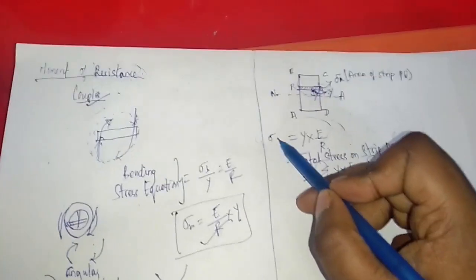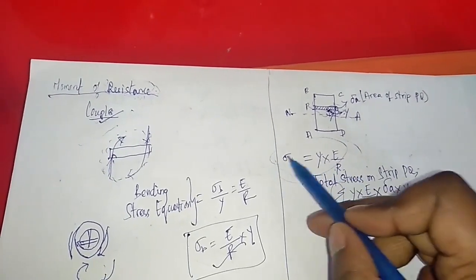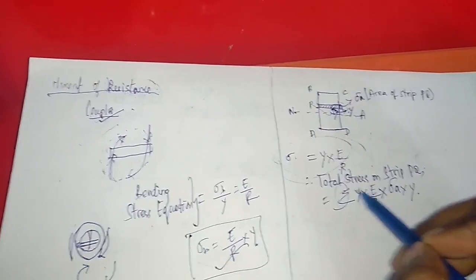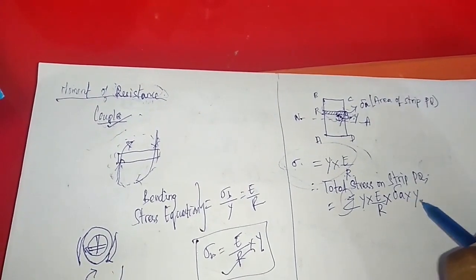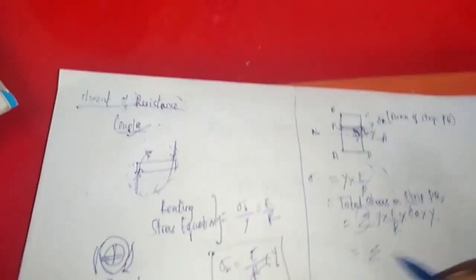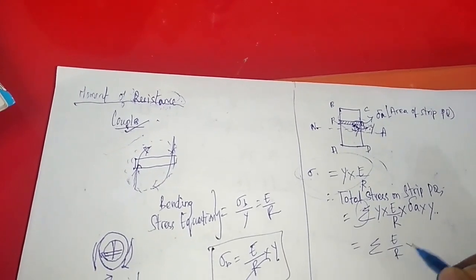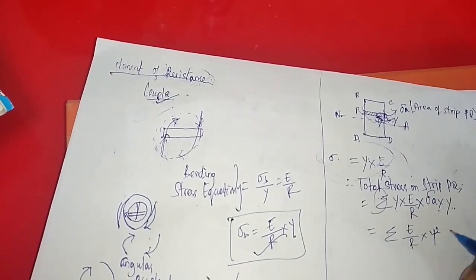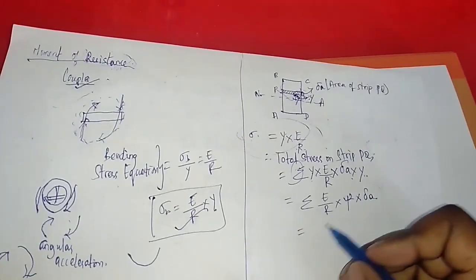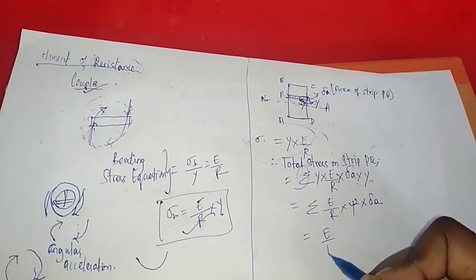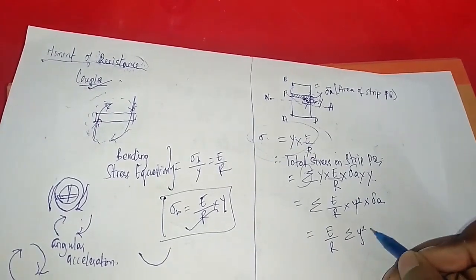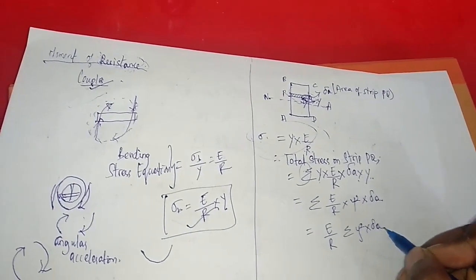This is the stress equation. Stress is equal to y into E by R. So the total stress on the strip is the summation of y into E by R into delta A into y. So that becomes the summation of E by R into y square into delta A. E by R is a common constant, so we can take it outside. Y square is the distance square, into delta A.